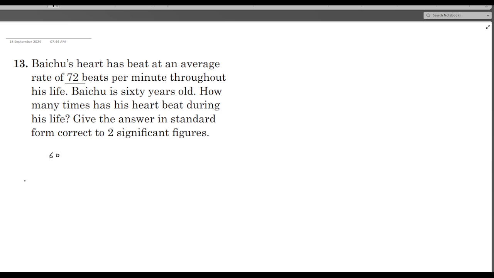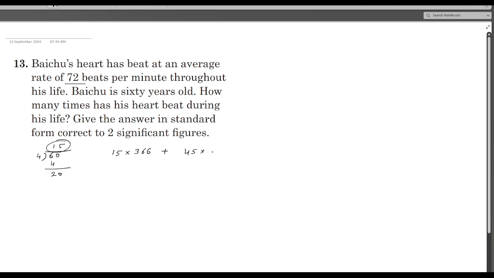So in this 60 years, if I see how many leap years I have, we will divide this by 4. So 4 times 5 is 20, so 15 times I will get a leap year. So 15 times the number of days will be 15 times 366, plus out of 60 if I remove 15, it is 45. So the remaining 45 years are not leap years.